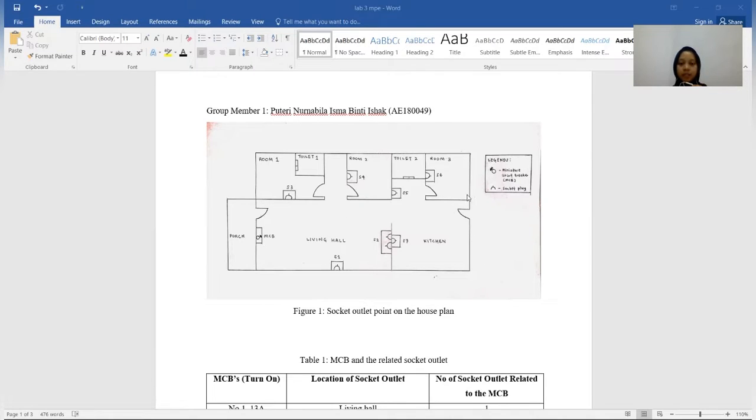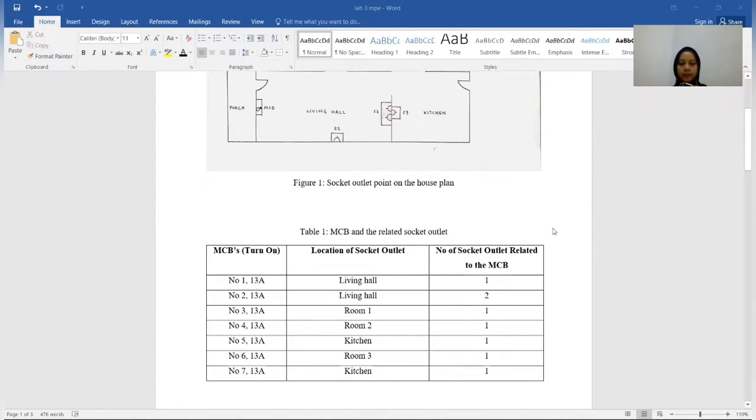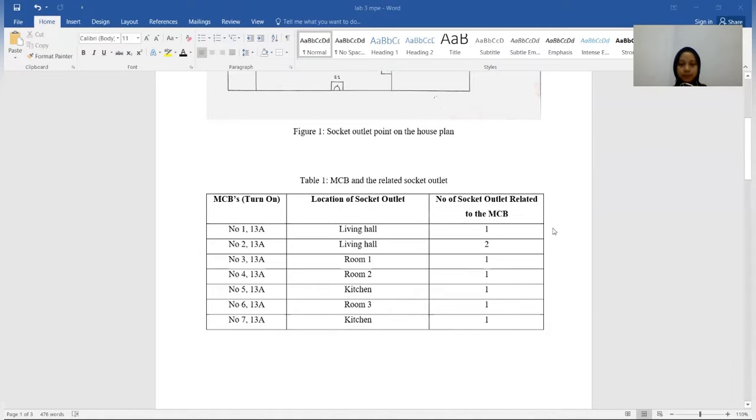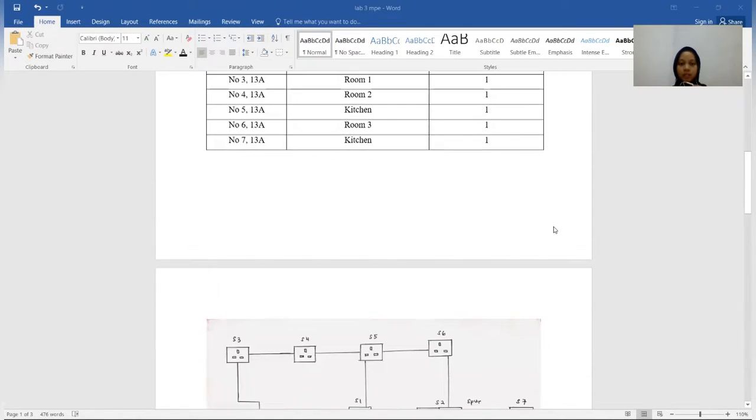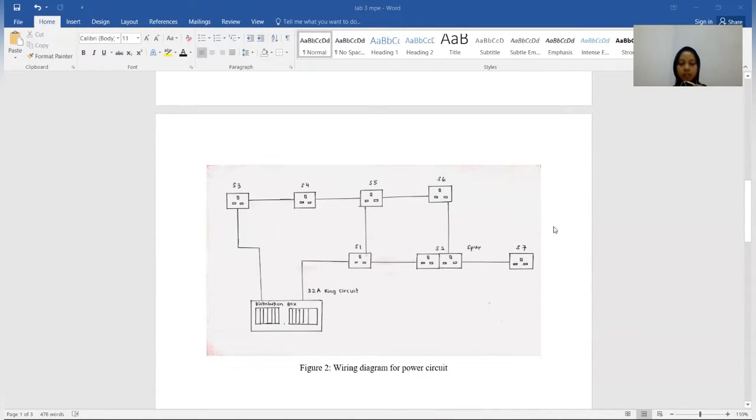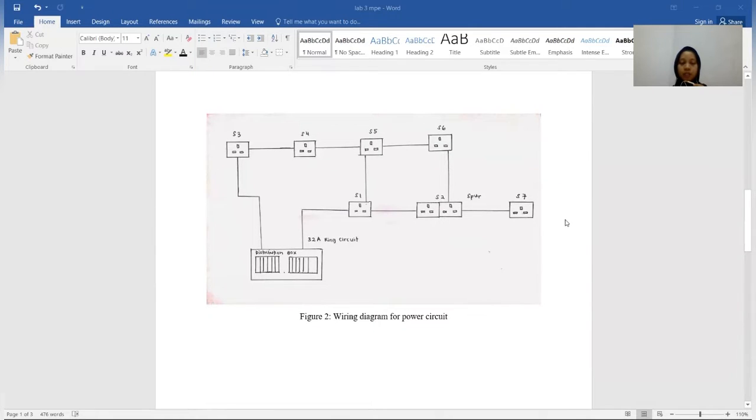I have summarized the location of socket outlet and number of socket outlet related to the MCB in table 1. So next, we will move to the wiring diagram. Figure 2 shows the wiring diagram for power circuit. This is the wiring diagram that is related to table 1.